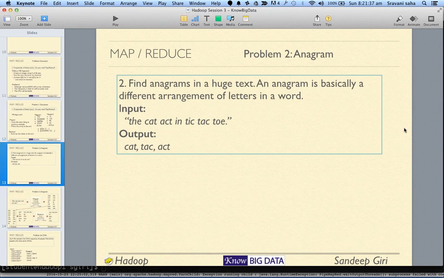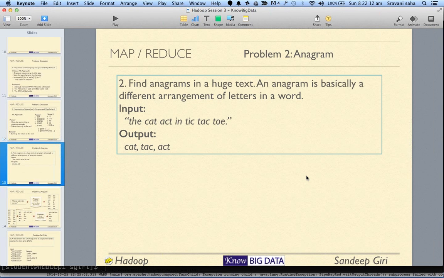Now the next problem is a little tricky one. Now you have to find anagrams. How can you find anagrams using MapReduce? What is an anagram? An anagram is a twisted arrangement, I mean a rearrangement, of the letters of a word. So cat, tack, and act are all anagrams of the same word.